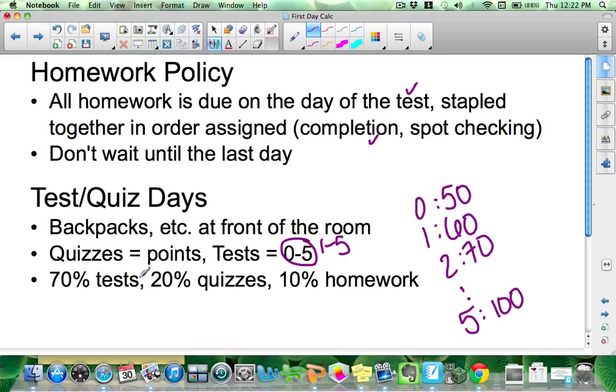In this class, 70% of your grade comes from tests, 20% comes from quizzes, and 10% comes from homework.